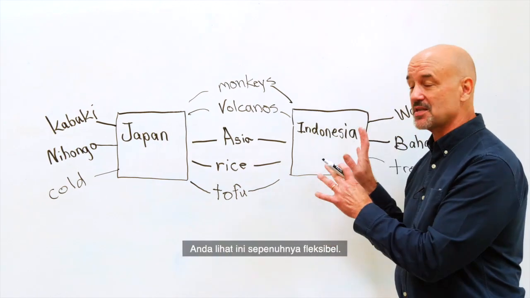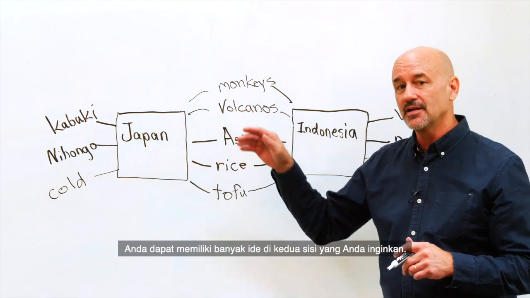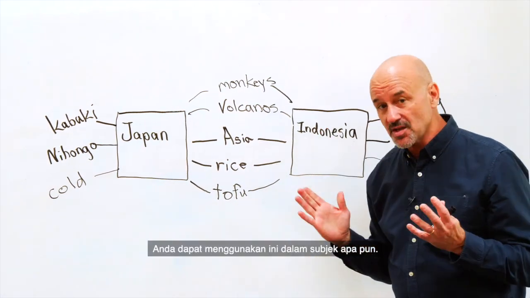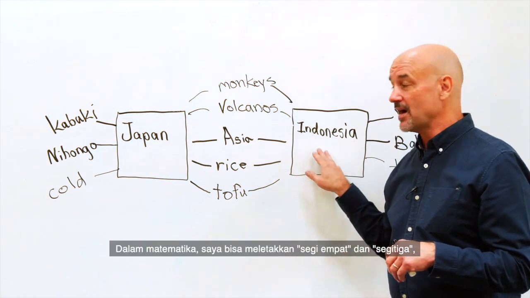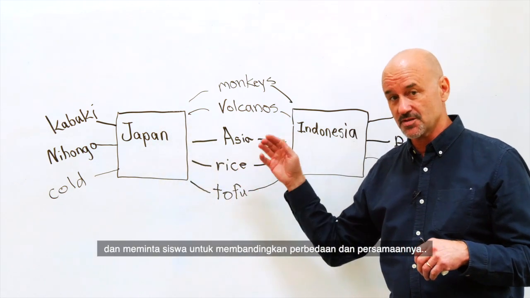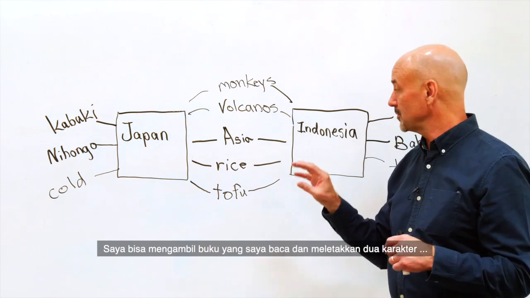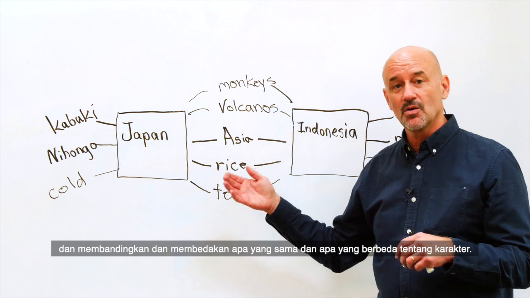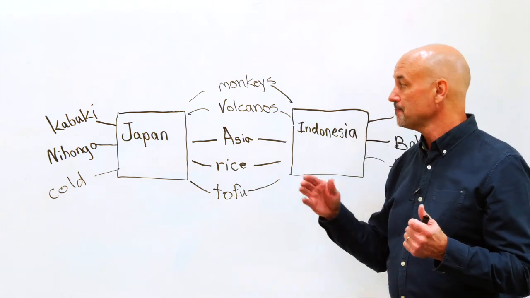You see that this is entirely flexible. You can have as many ideas on either side as you want. You can use this in any subject. Mathematics, I could put square, triangle, and ask students to compare the differences and what's the same. I could take books that I'm reading and put two characters and compare and contrast what's the same and what's different about the characters. Okay?